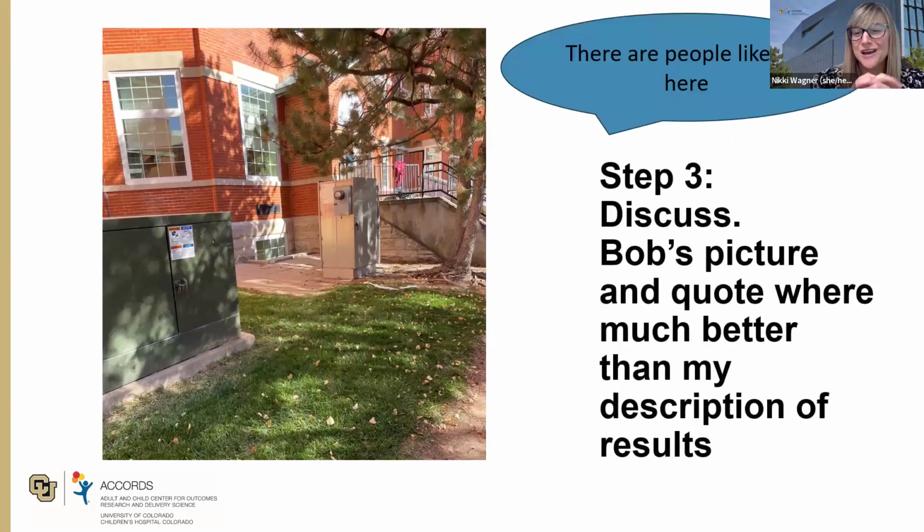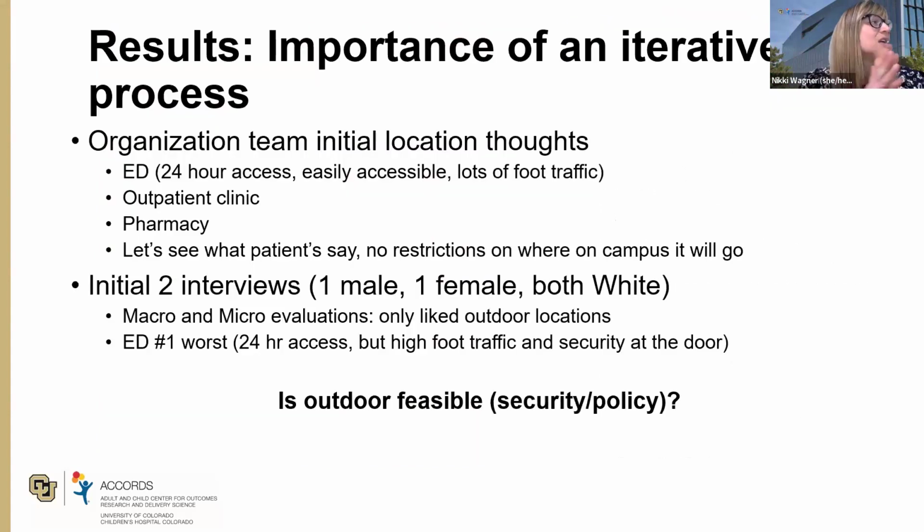So when I talked to Bob about it, I said, okay, what can I take back to my group and tell them? And this was the picture he told me to use. And he said, you know, there are people like me here. Bob's quote is much better than my description and trying to show people these were the top 5, these were the bottom 5. My description of this was not nearly as good as Bob's quote in his picture. And it really gave voice to what this community wanted in this location.